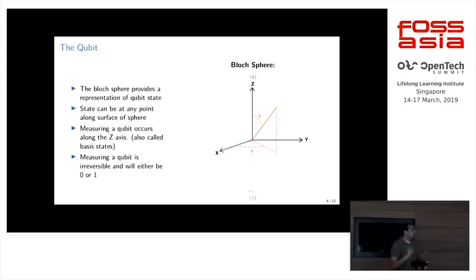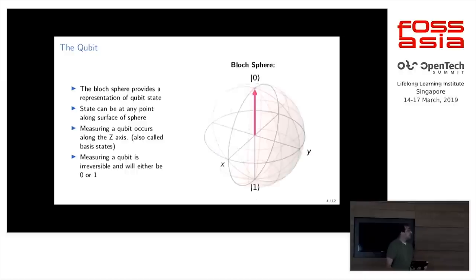So the easiest way to think about a qubit is with the Bloch sphere, which is that sphere right there. You can think of the state of a qubit at any time as that orange vector, and it can be anywhere on the surface of the sphere. When you perform operations on a qubit, you're just moving that vector to a different position on the sphere. And just like a classical bit, it can be at the zero state or the one state.